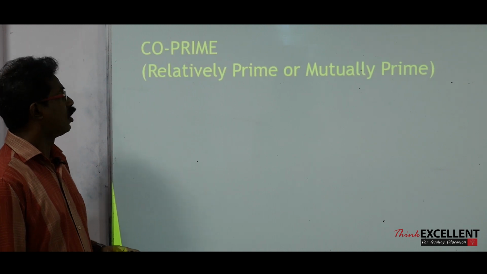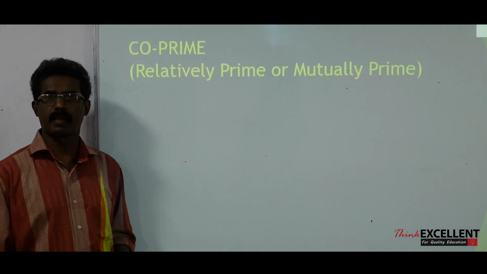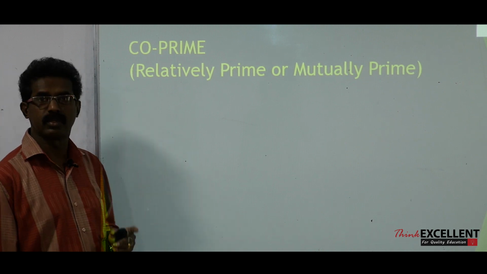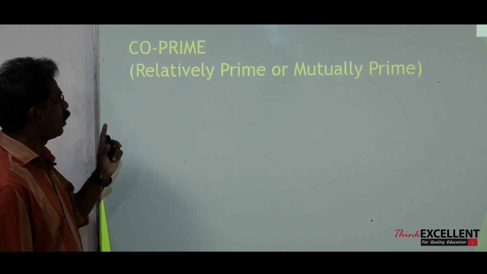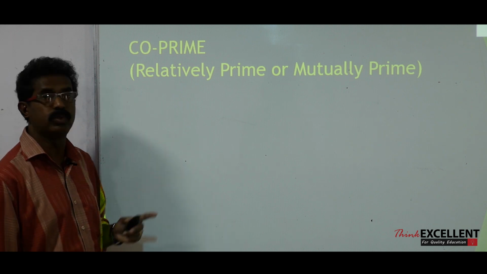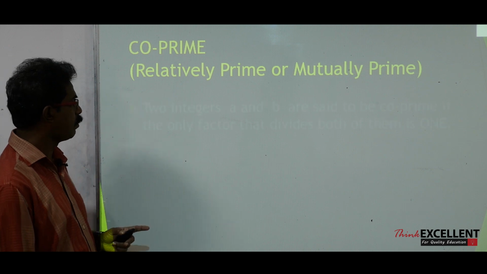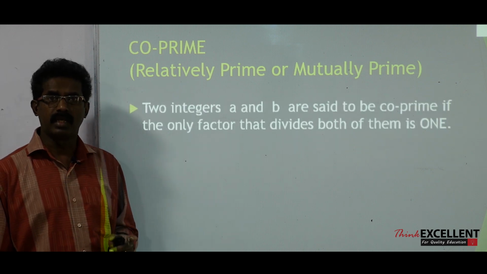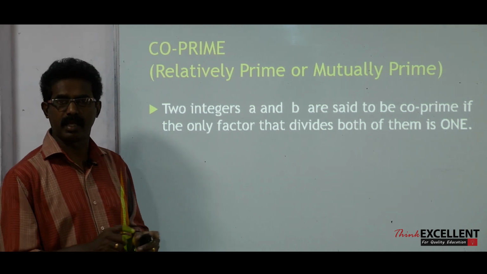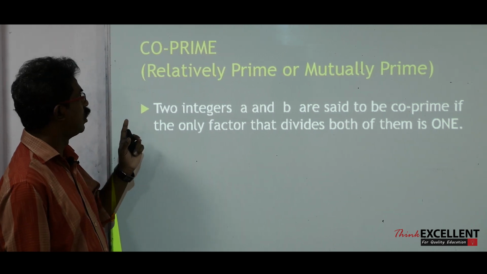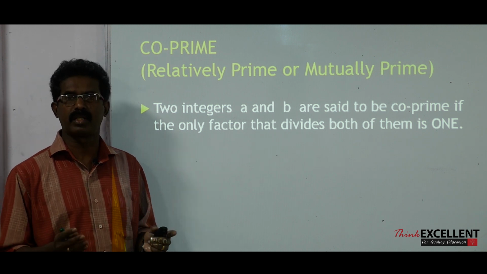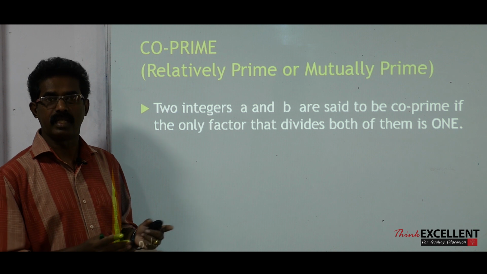And the next one, co-prime. You know what a prime number is? A prime number means it has only two factors, one and the number itself. But what is co-prime? It has different names: we call it relatively prime and mutually prime. So co-prime means the numbers have nothing in common. There is no common factor between the two. So that is called co-prime. They need not be prime numbers. If nothing is common for those two numbers, we say they are co-prime.